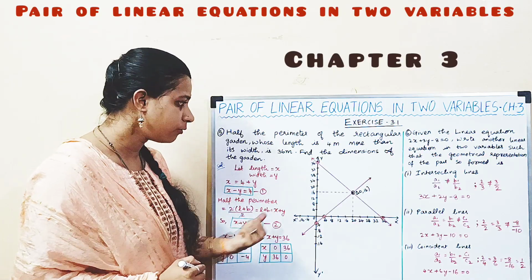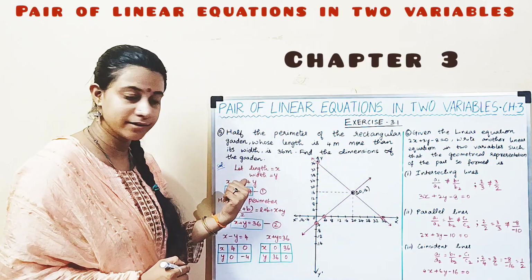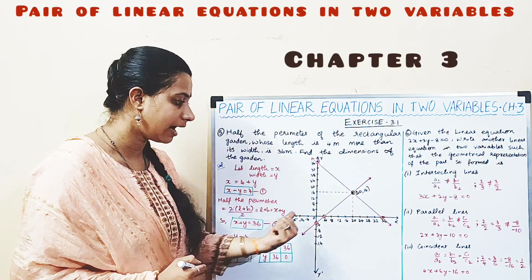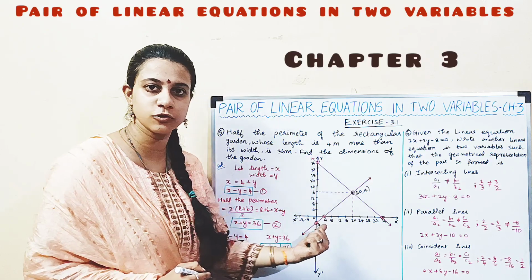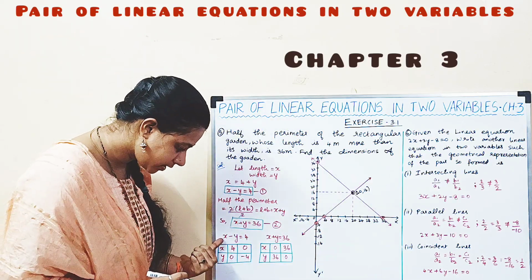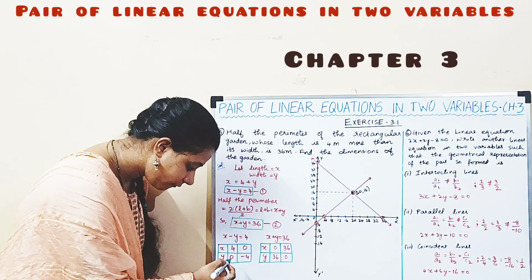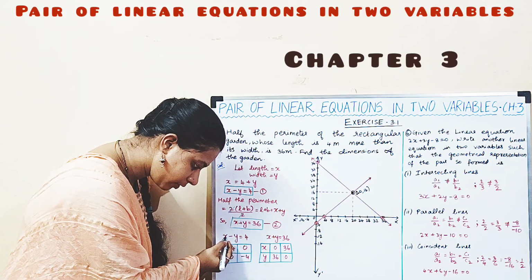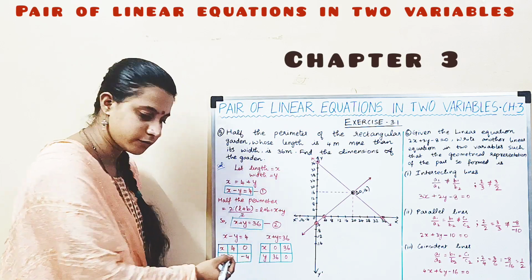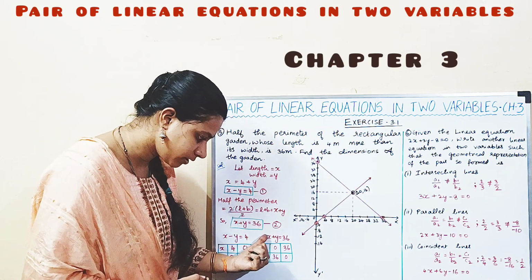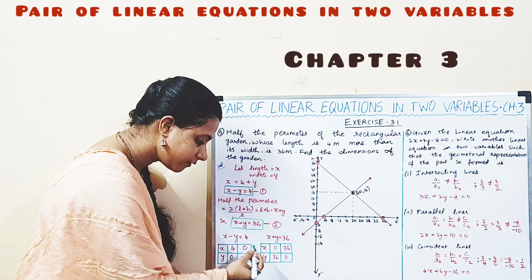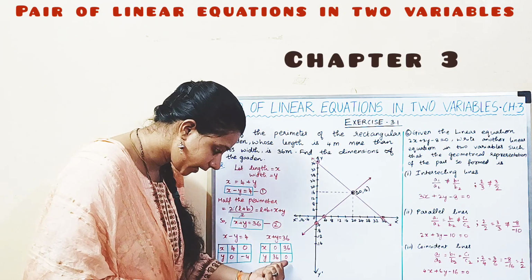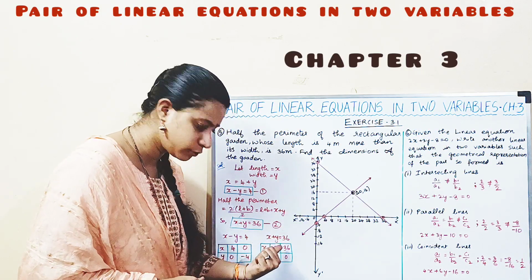Now to find the dimensions of the garden, that is length and width, what we will do, we will find the points for plotting and we will plot it on the graph and find the solution graphically. Okay. So for the first equation, x minus y equal to 4. If we put y equal to 0, we will get x equal to 4. And if we substitute x equal to 0, we will get y equal to minus 4. Now coming to the second equation, x plus y is equal to 36. If we put x equal to 0, we will get y equal to 36. And if we put y equal to 0, we will get x equal to 36.